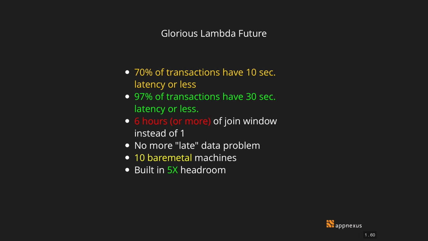We use 6 hours, actually, of join window instead of 1 hour partitions. We have no more late data problem. If something arrives 3 hours late, we just join it then, and it shows up in the stream then, because that's the end of the transaction. We do this on 10 bare metal machines. And we have built in 5x headroom, which means we can really do this on 2 machines, but that doesn't sound very responsible.